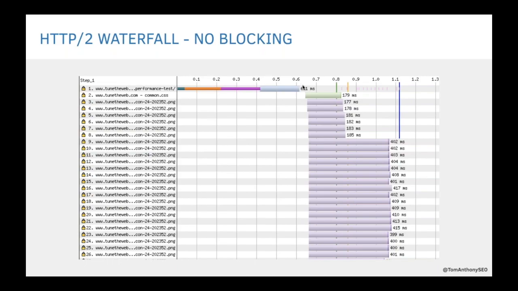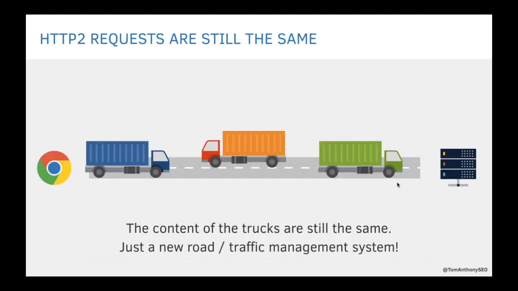But after that, things start to get interesting because now the browser sees the HTML, it says, okay, I need a CSS file, I need these 25 image files. And what happens is that now we don't have to queue up waiting for trucks to have a free road. We can send all of our trucks on the same road. They all go off, we send a whole bunch of trucks, they all go and collect their image files and come back. And we can see the whole website now loads in about 1.1 seconds.